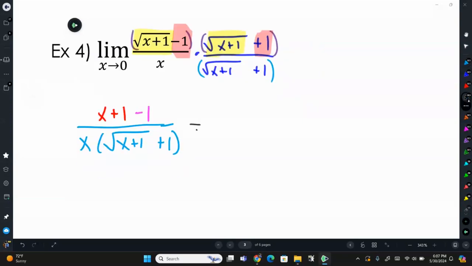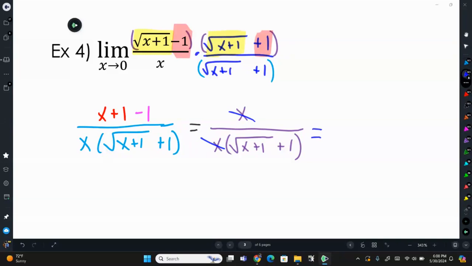We're going to combine like terms in the numerator. We have x plus 1 minus 1, so that's just going to be x over x times the square root of x plus 1 plus 1. Well, we have an x in the numerator and denominator, so those cancel. So when we cancel everything off in the numerator, there's an invisible 1 that goes there. And then in the denominator, we're left with the square root of x plus 1 plus 1.